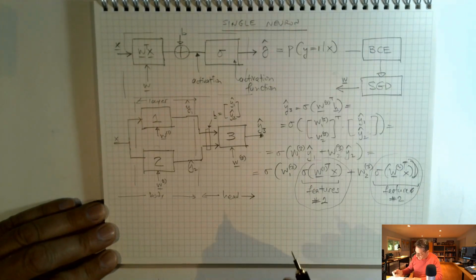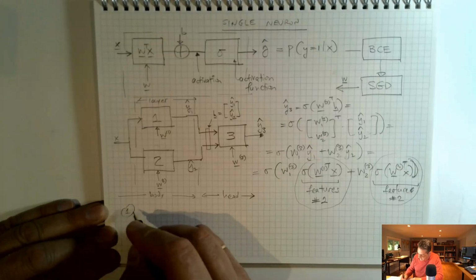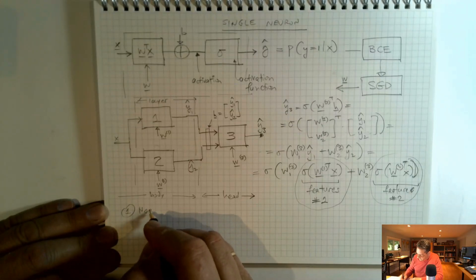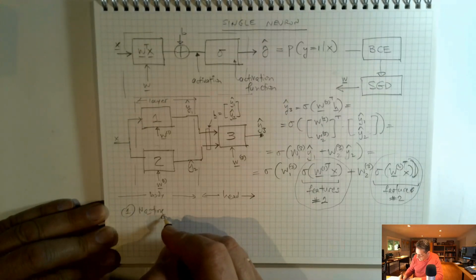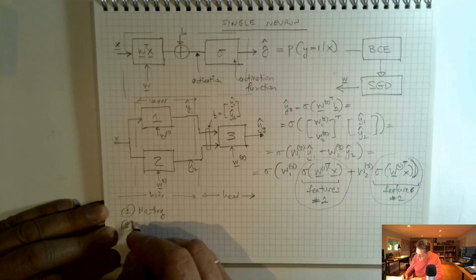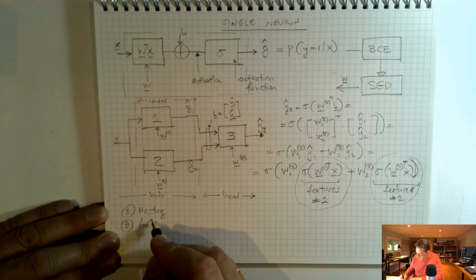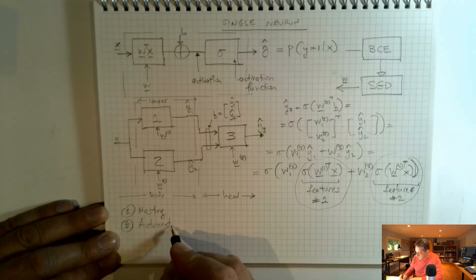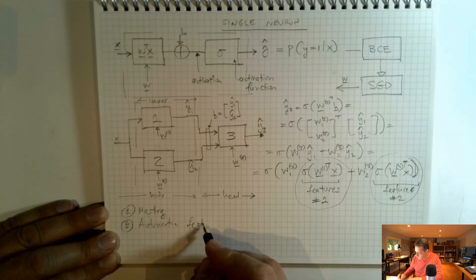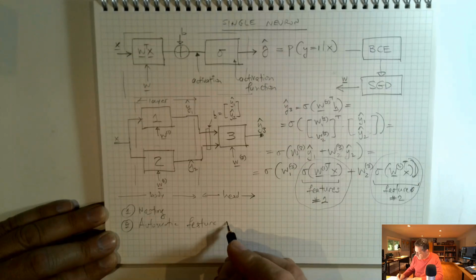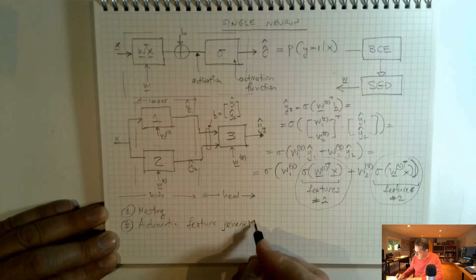The second point, so the first one is nesting. The second one is, I will call it, automatic feature generation.